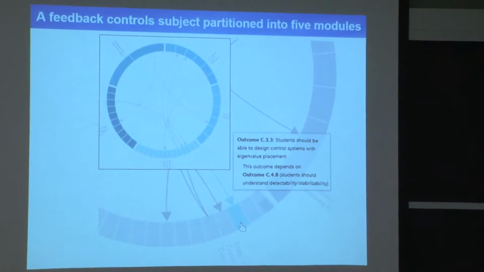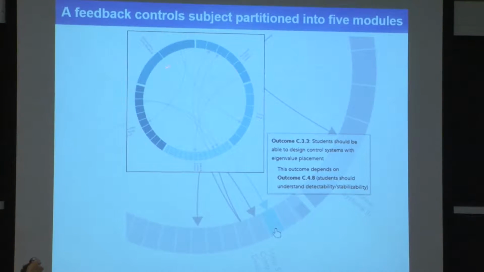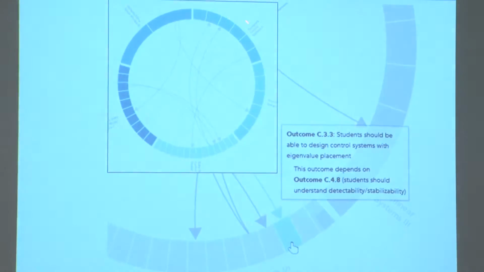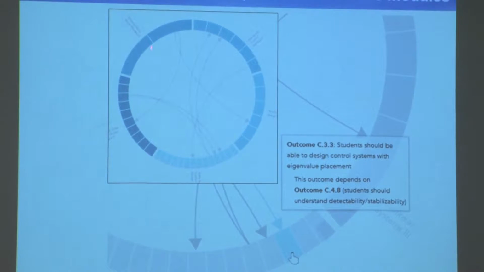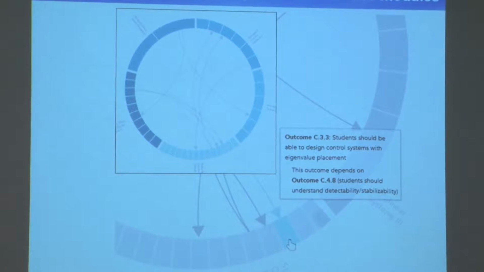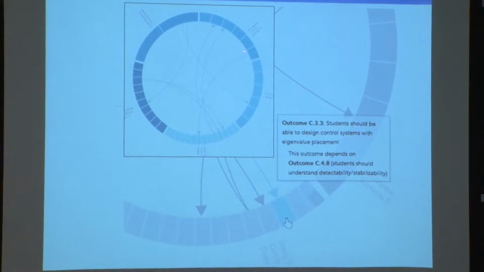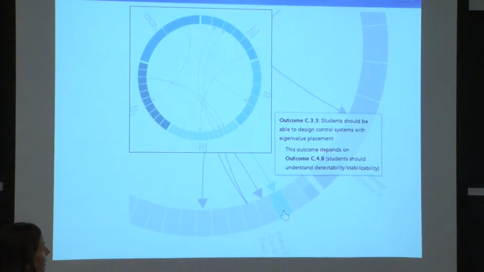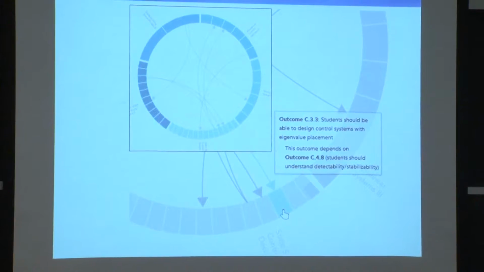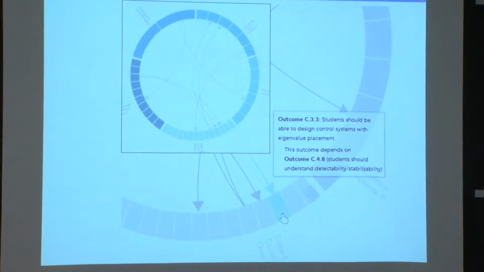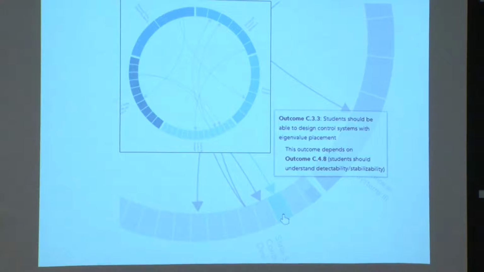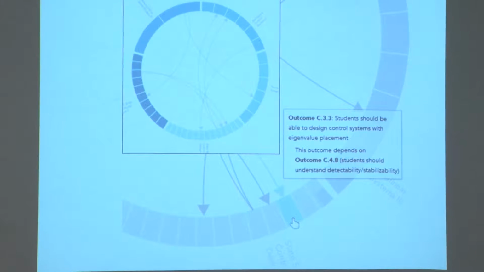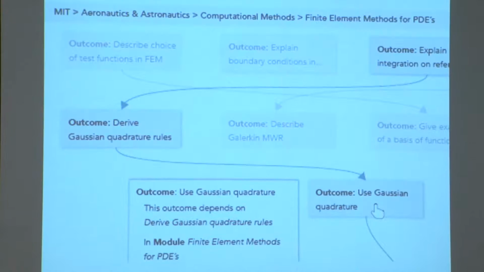So you'll see, for example, here a feedback controls subject. Here we're looking at a whole subject partitioned into 5 modules. The major segments of the ring here are the modules, and then each module is further partitioned into individual outcomes. So mousing over this particular outcome, which happens to be C.3.3, students should be able to design control systems with eigenvalue placement. It also tells you which other outcomes that particular outcome depends on, which is indicated by the arrows connecting the different pieces.